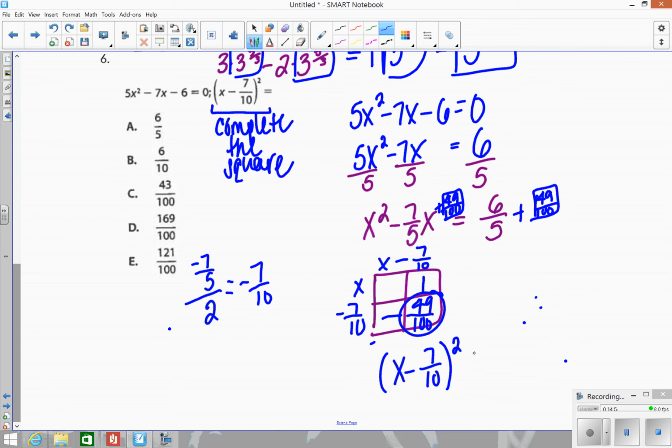And then on the right-hand side, we have 6 over 5 plus 49 over 100. And you could just put that in your calculator and then do math fraction, and you're going to get 169 over 100. So it's asking me, what does this quantity equal? Well, it equals 169 over 100. So that's much quicker than if you actually solve for x using like the quadratic formula and then plugging it back in.